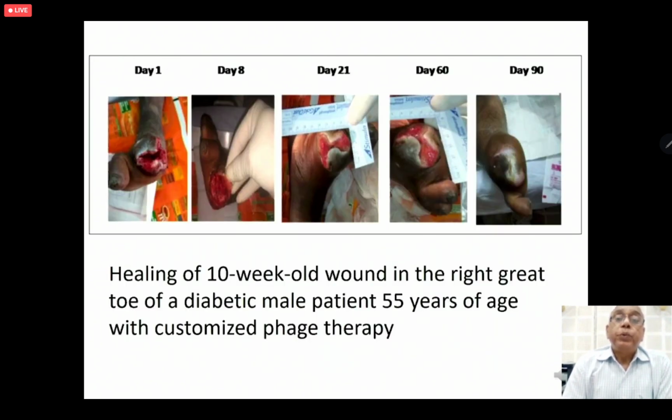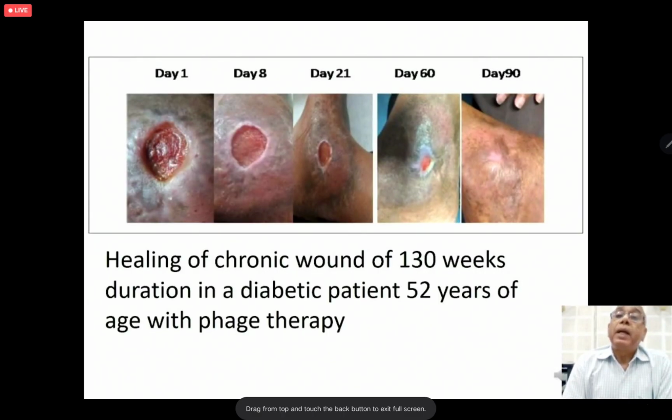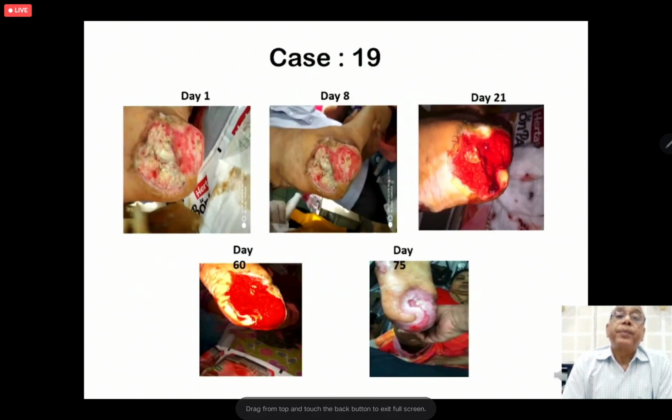This is just to show you a 55-year-old diabetic male presenting with a 10 weeks duration right grade 2 ulcer, treated with customized phage therapy, and you can see the healing in 90 days. Another diabetic patient of 52 years of age with a non-healing wound of 130 weeks duration was treated with phage therapy, and this healed in 90 days.